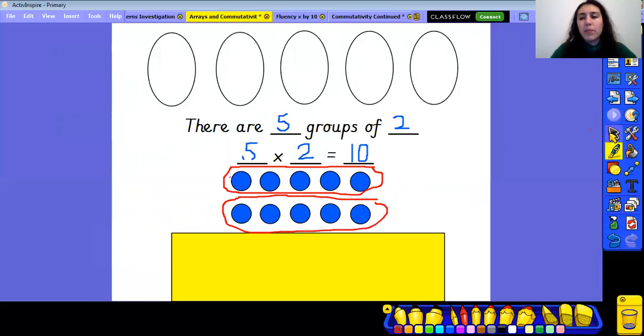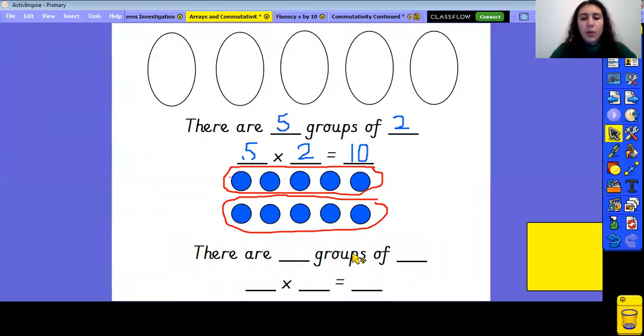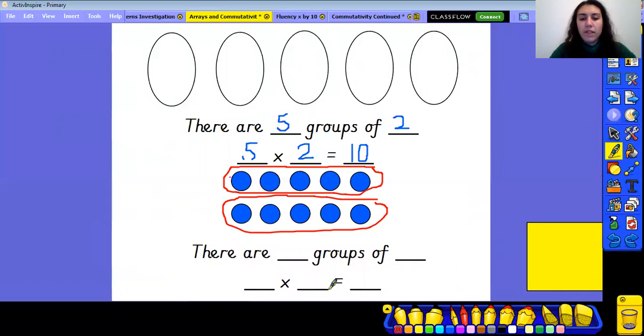what does this then become? Well, then I would say that I've got 2 groups this time, 2 groups, and inside each group I've got 1, 2, 3, 4, 5. So I've got 2 groups of 5, and we would write that like this: 2 groups of 5. Did the number of counters that I have here altogether change? No, it didn't, did it?